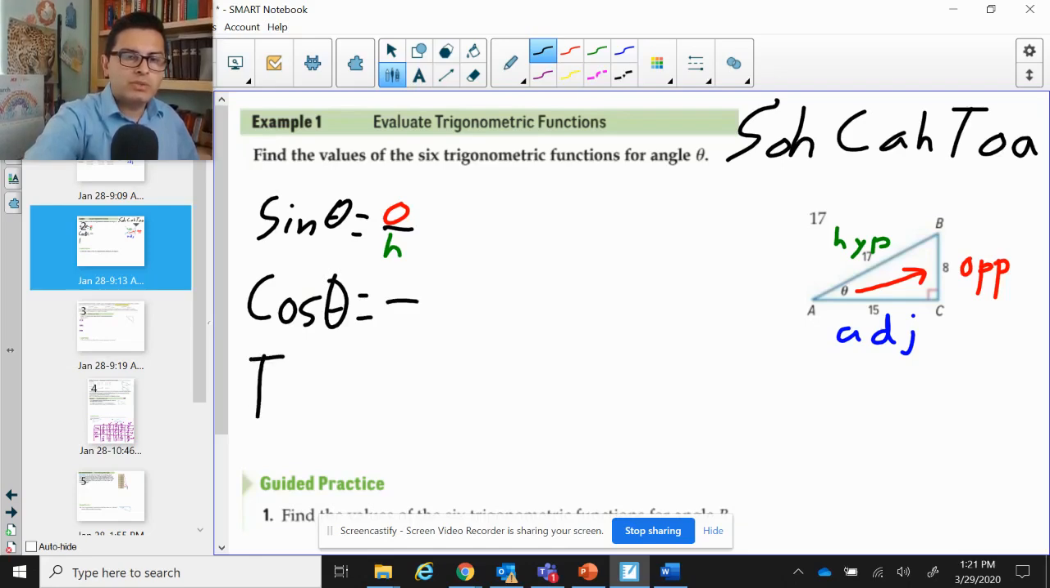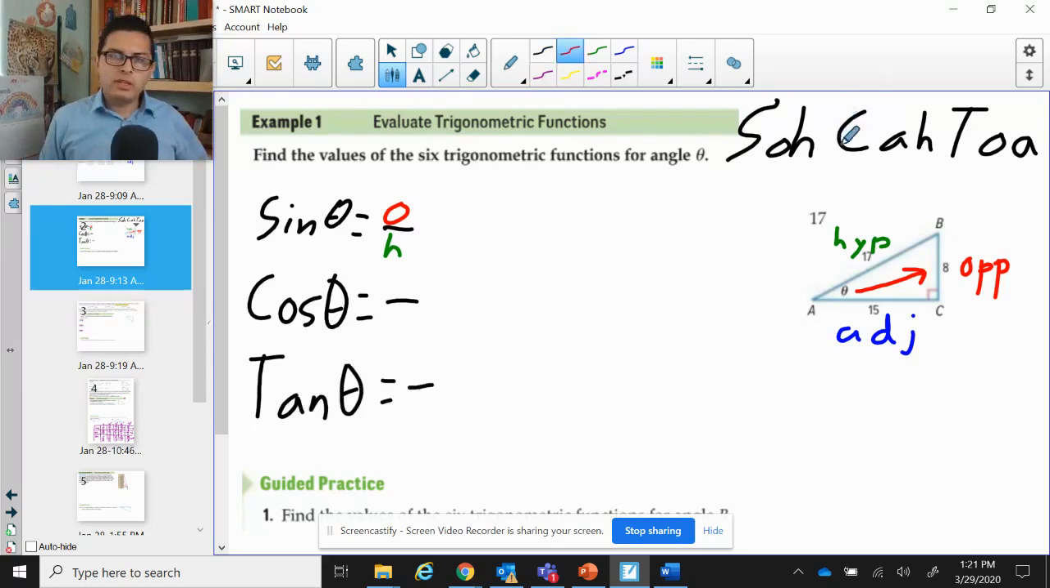Let's preemptively write our tangent. Cosine of theta is going to be our adjacent divided by our hypotenuse. So our adjacent, let's write that down as A divided by our hypotenuse. And then tangent's going to be our opposite divided by our adjacent. So opposite divided by our adjacent. I like to color code things. You don't have to color code things on your paper, but it makes it easier on the screen to follow everything. Now, we have the 3 trig functions.